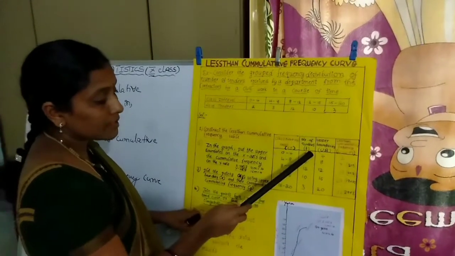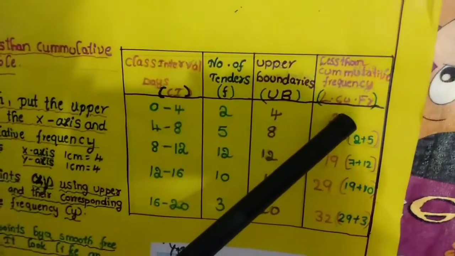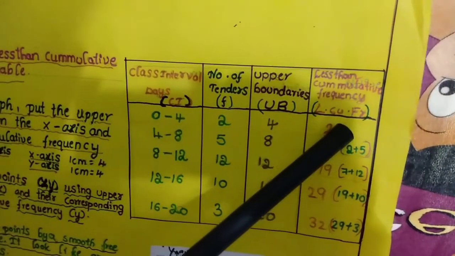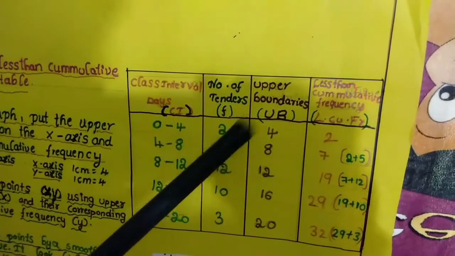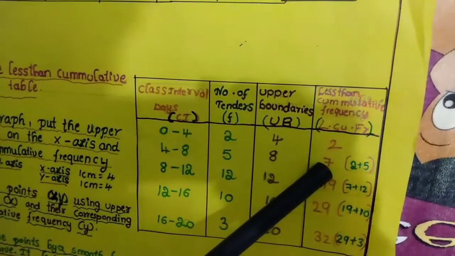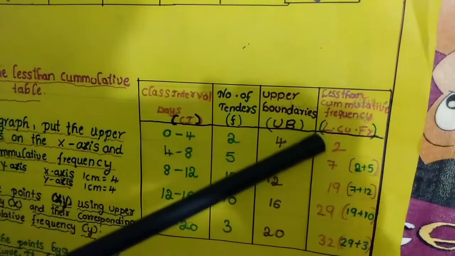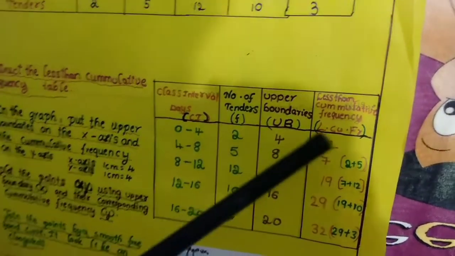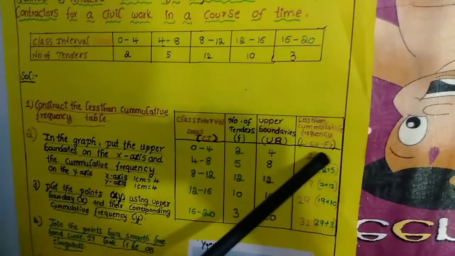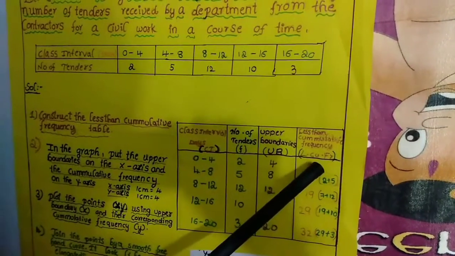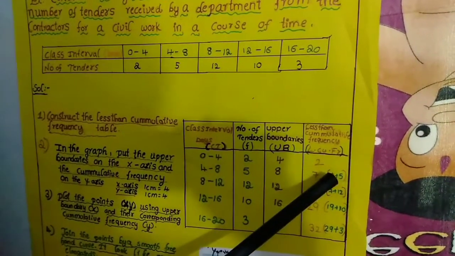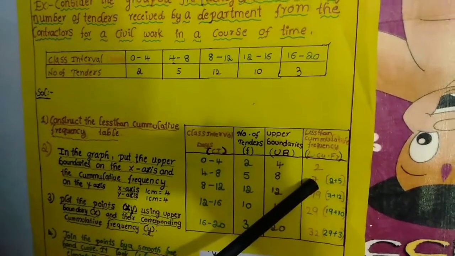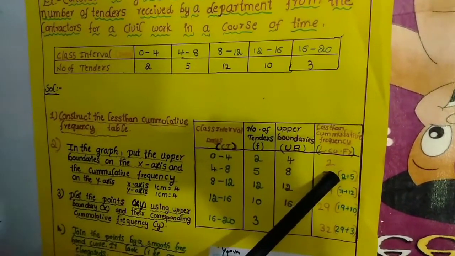For example, first we take the first frequency in the first cumulative frequency column as it is. By adding this cumulative frequency to the next class frequency, we get the second cumulative frequency. So the first frequency is 2. 2 can be written in the cumulative frequency column as it is. Second, we add these 2 to the second frequency. So it becomes 2 plus 5, we get 7. So this is the second cumulative frequency.